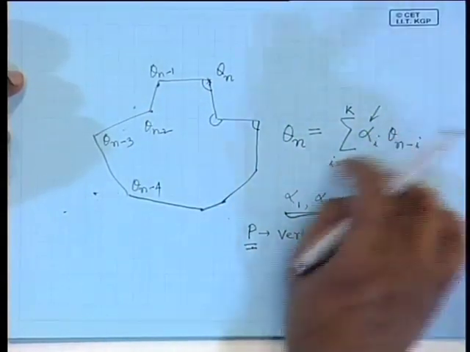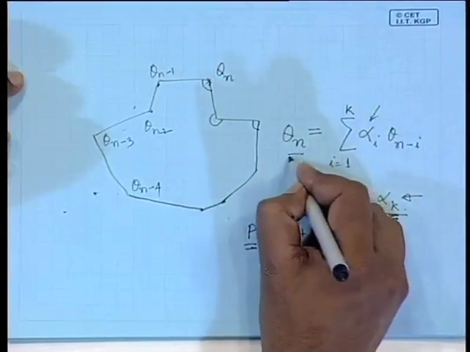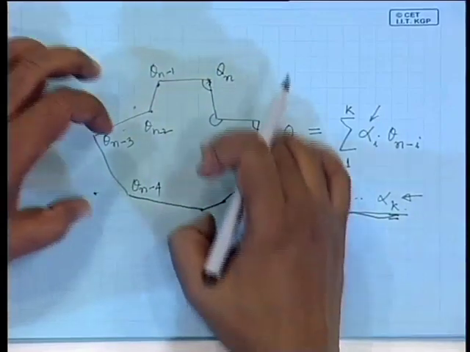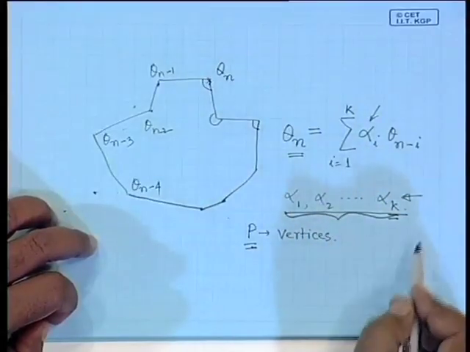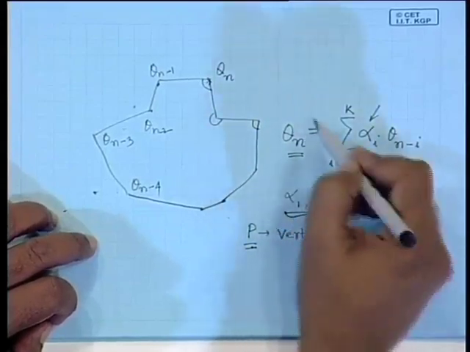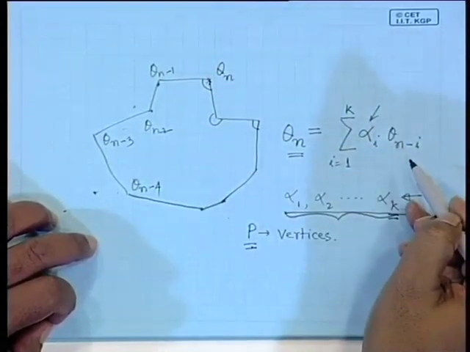Now, again you find that I have made use of only the angle, I have not made use of the side lengths or the lengths of the edges. So, even if I elongate this polygon either horizontally or vertically or diagonally, I will get the same set of coefficients. So, that can be taken care of, that I can have another autoregressive model.